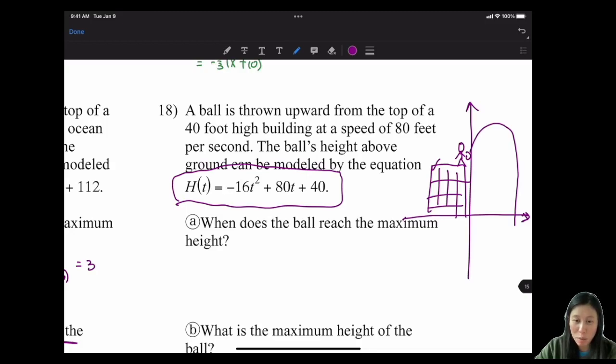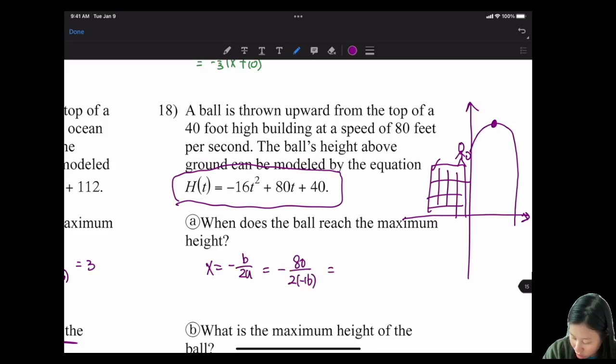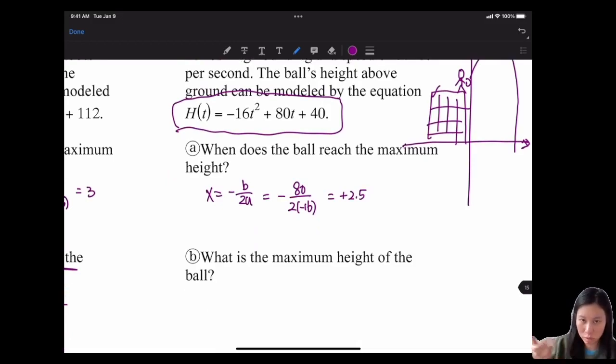So when does the ball reach the maximum? Maximum means find the vertex. So I have x equals negative b over 2a, which is negative 80 over 2 times negative 16, which is positive 5/2. That means after 2.5 seconds, the ball is going to reach its maximum. Or you can keep it as 5/2. Either way, 5/2 may be easier to calculate when it comes to maximum height.